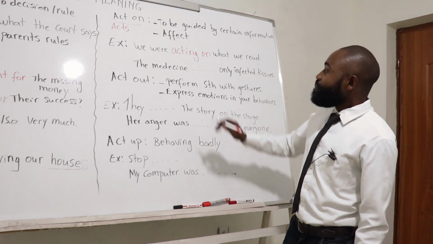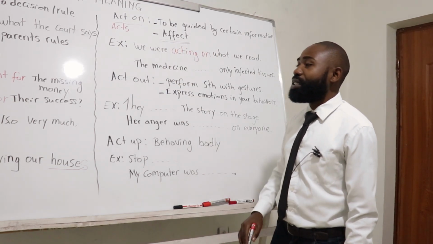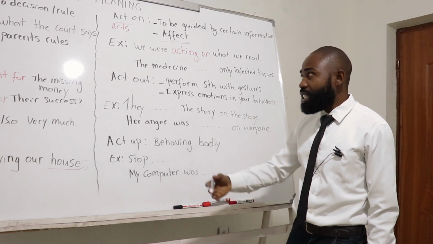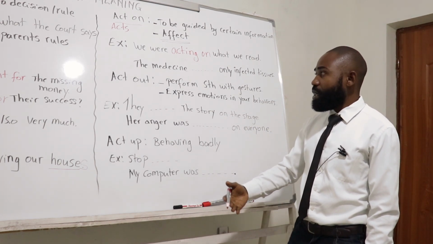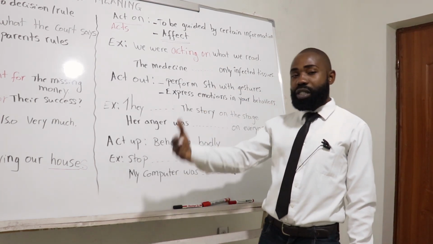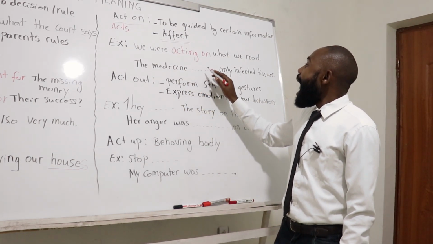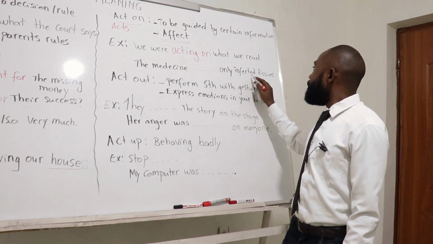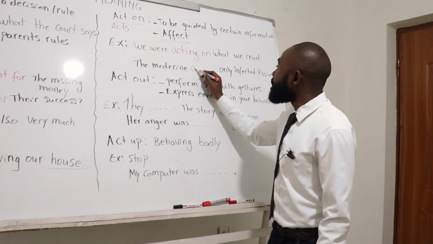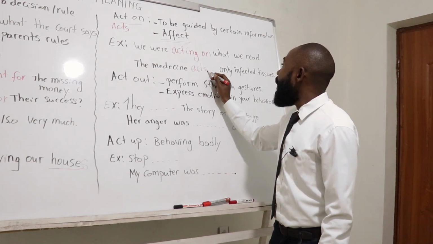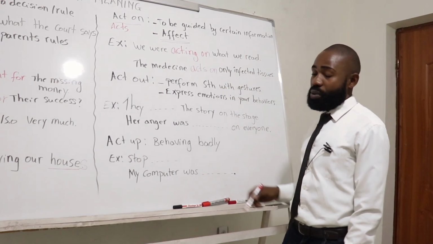Next one is to affect. Ubundi busobanuro bwa kabiri ni affect. To act on bisobanura affect, ni ukuvuga ngo kugira ingaruka. That is to affect, cyangwa se kuba byatanga umusaruro. Urugero, the medicine acts only on infected tissues.